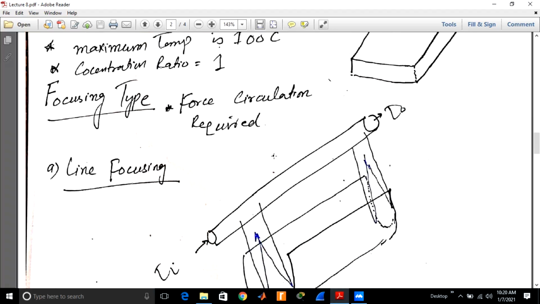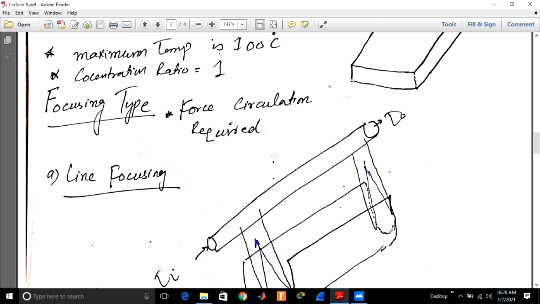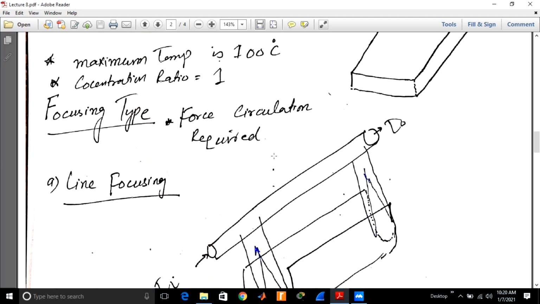So there are two types of focusing. Focusing radiation means that they will focus the radiation in a specific area. So the focusing types are forced circulation required. What is meant by forced circulation required?